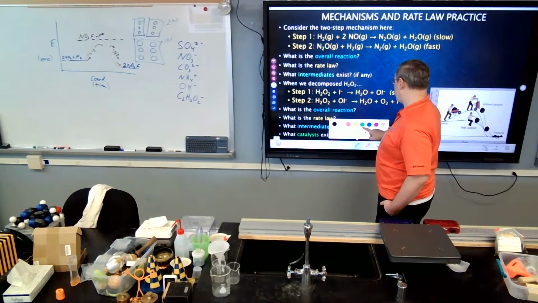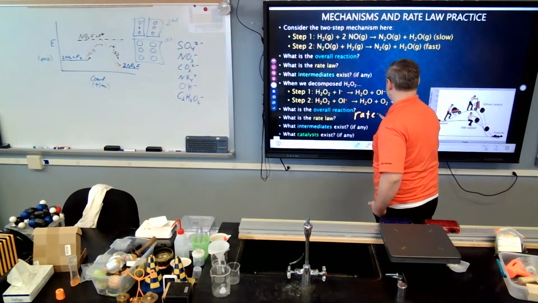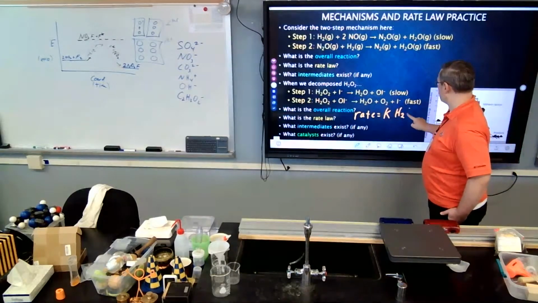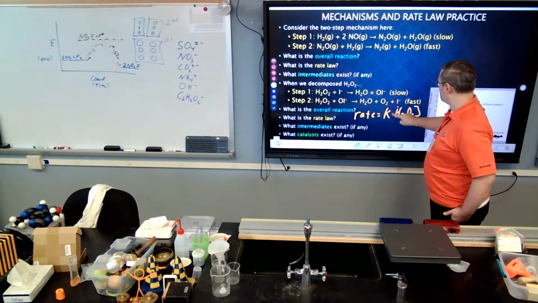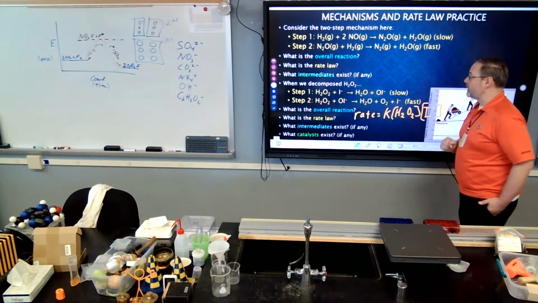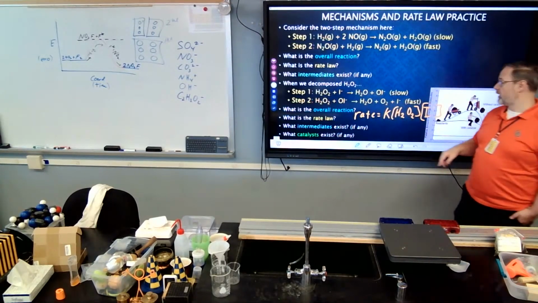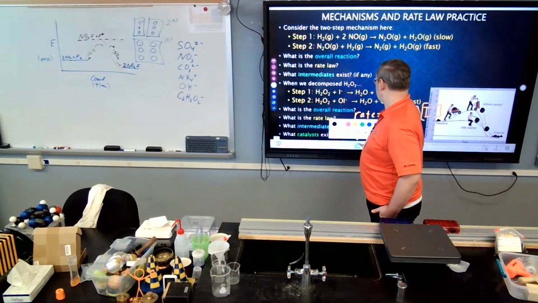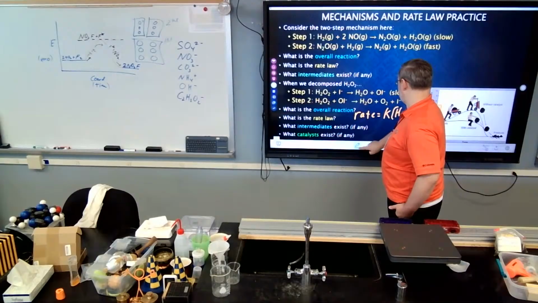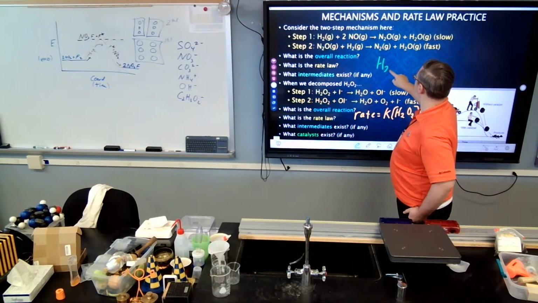Okay, so first do the rate law, based on the slow step. Slow step needs H2O2, and the slow step needs the iodine ion. That is the rate law. It's all the parts of the slow step. But here's what's funky. When you do the overall reaction, let's do green. You got H2O2.